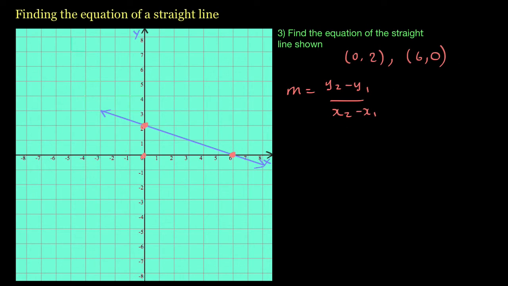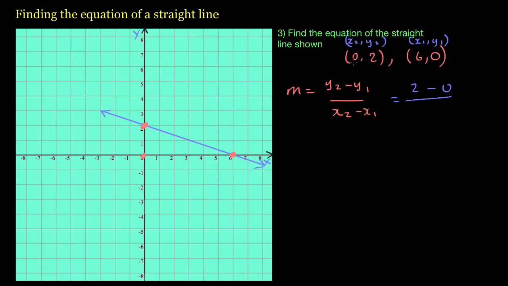So what is y2 take away y1? Well, you can name any of these y2 and y1. So how about this time we call the left-hand side x2 and y2. We'll still get the same answer. And this side will be x1 and y1. So y2, we've called that number 2 there. So 2 take away y1. What's y1? It's going to be 0. Over x2 take away x1.